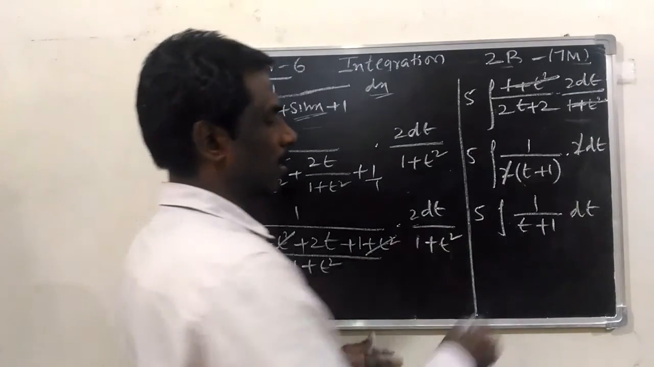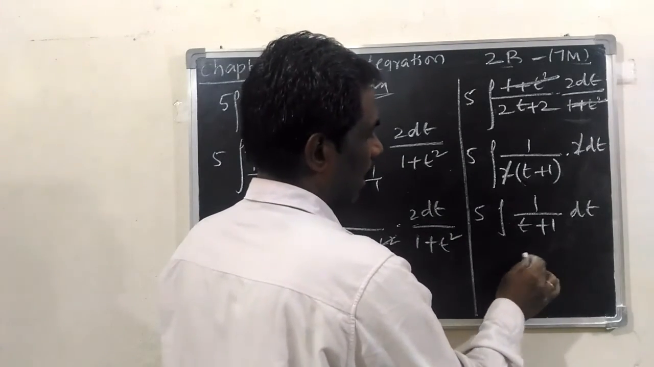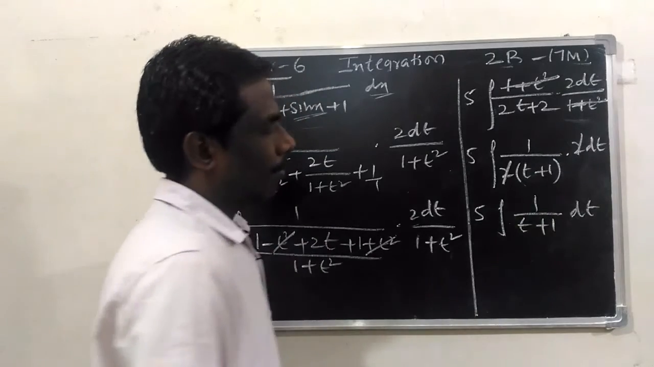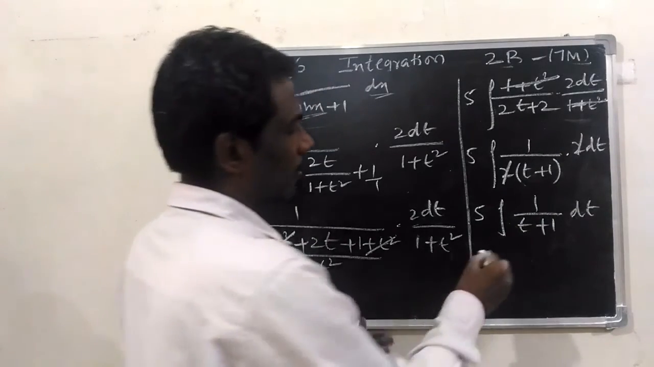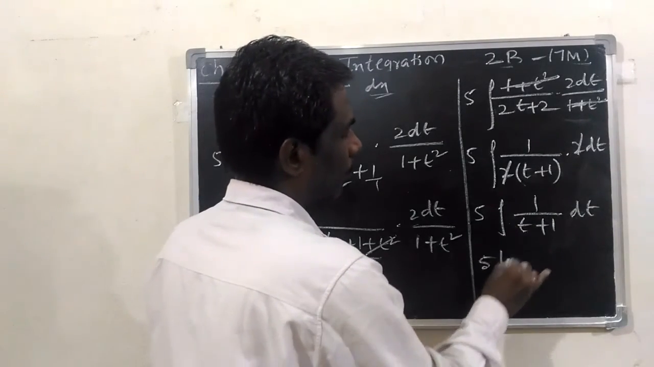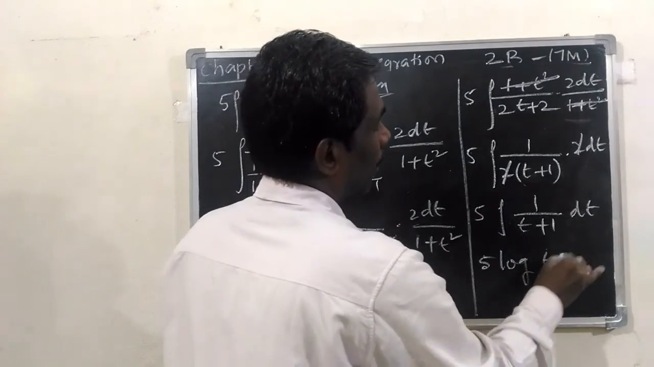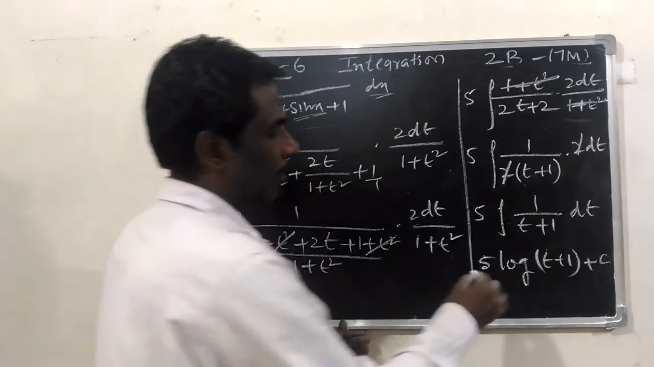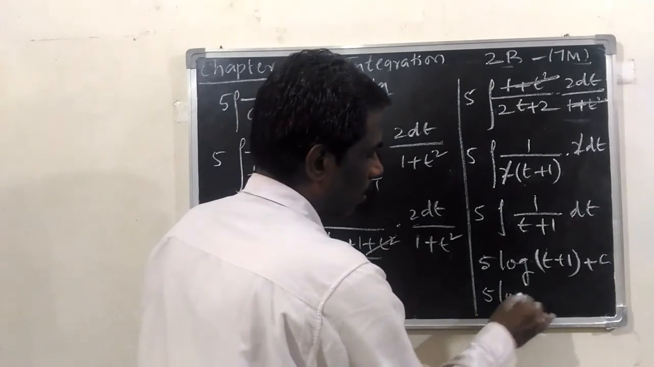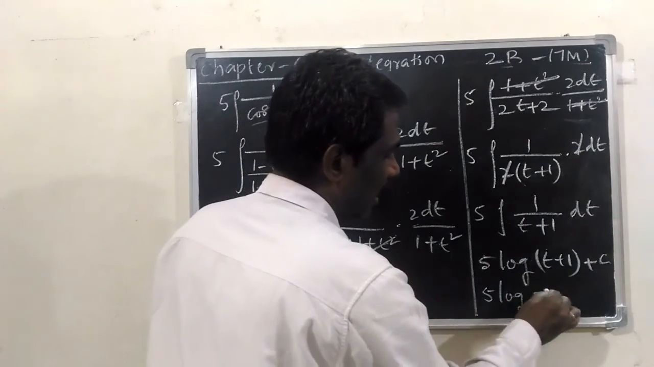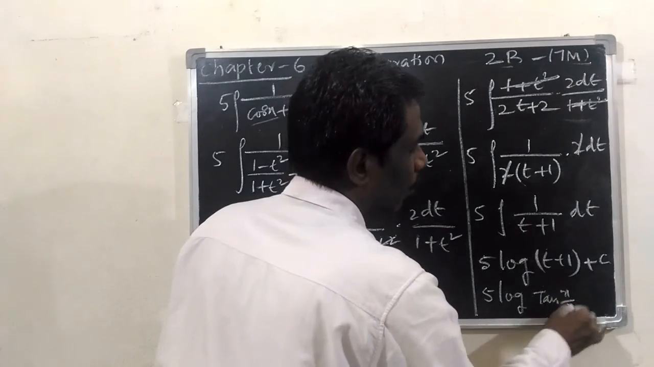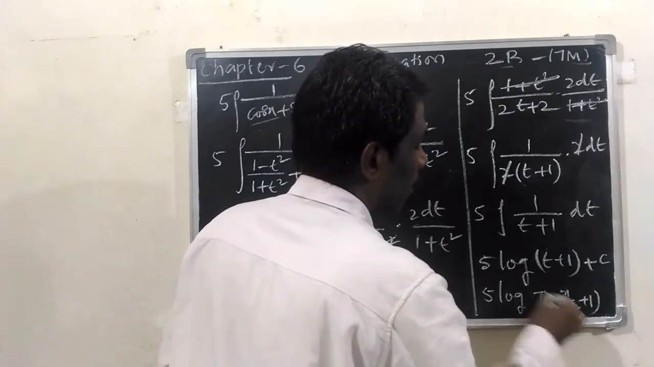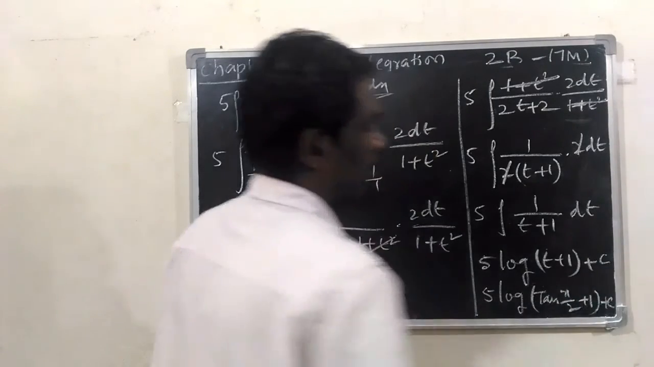Now it is in the form of integral 1 by x, which is log x. So we can write it now as 5 log t plus 1 plus c. Now write 5 log, and t is tan x by 2, so 5 log tan x by 2 plus 1 plus c.